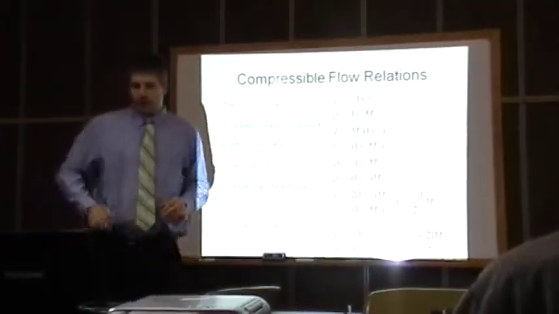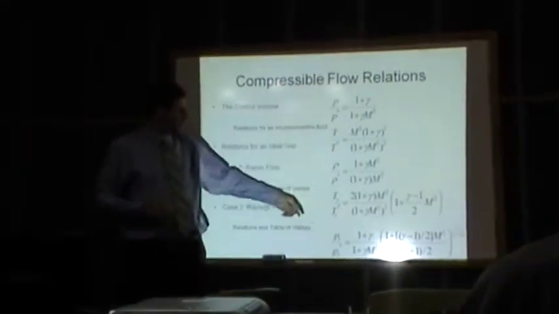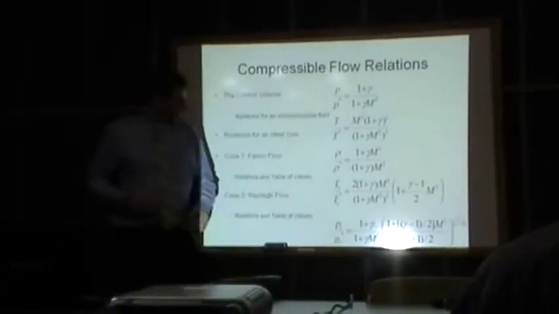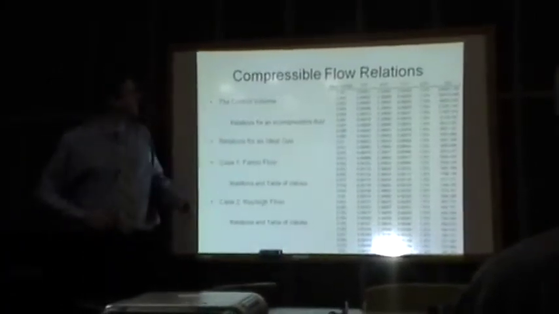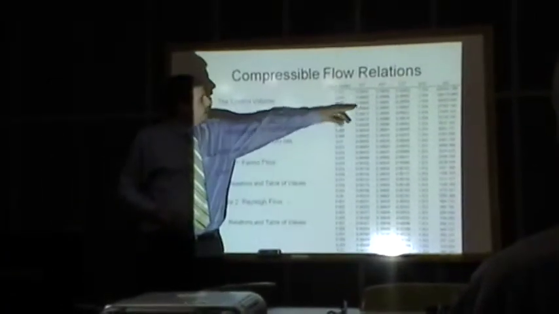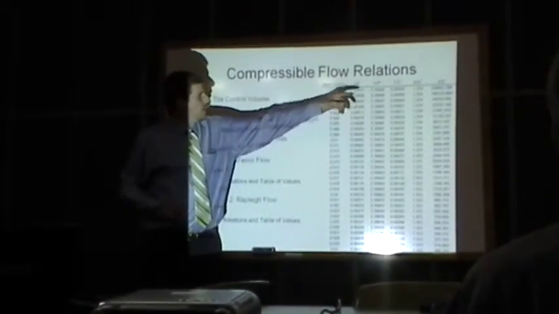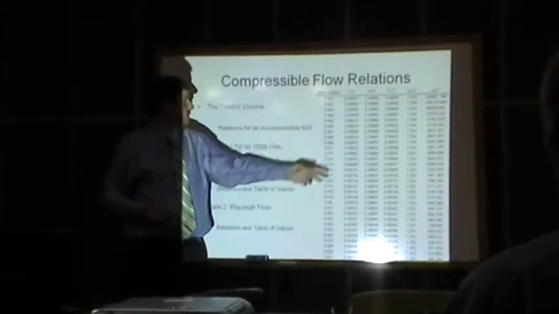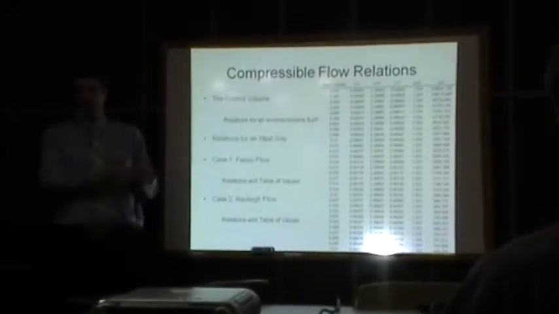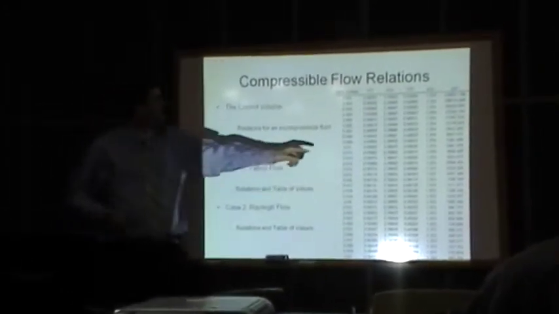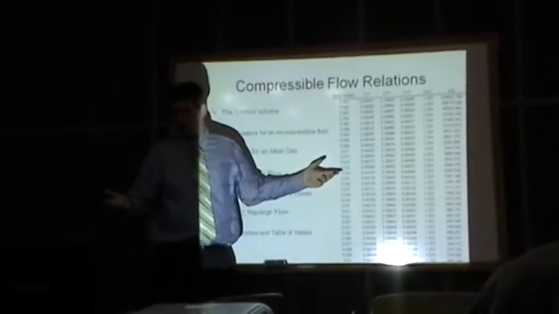So here are the relations used for Rayleigh flow. Once again, pressure, temperature, density, stagnation temperatures, and stagnation pressures. And the table of values can be seen here. So for a given ratio of static temperatures, stagnation temperatures, densities, stagnation pressures, you can say, okay, if my inlet pressure is this, or a pressure at point 1 versus the pressure at point 2 is this ratio, I have a fluid moving at this Mach number, or this velocity.